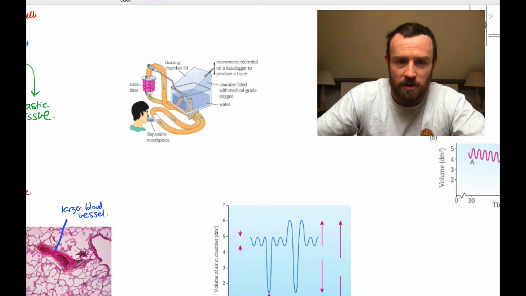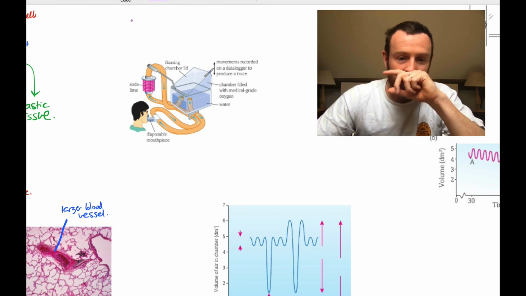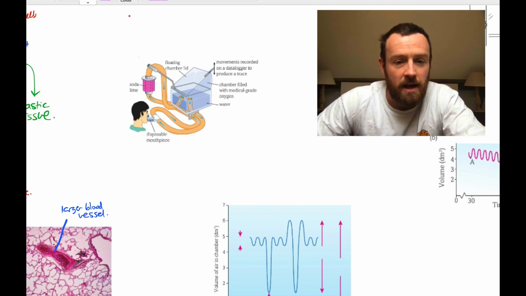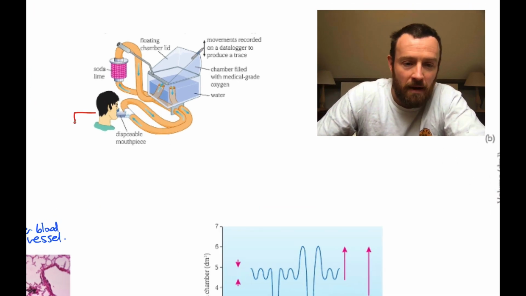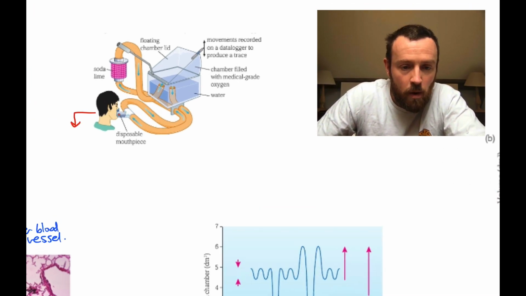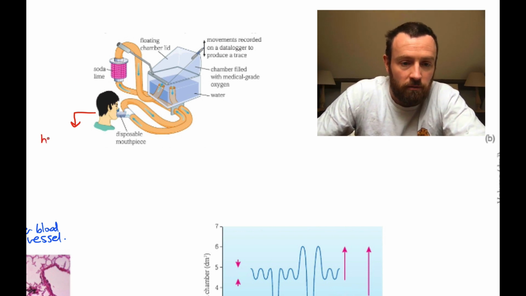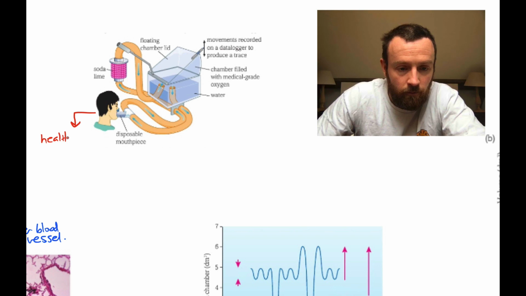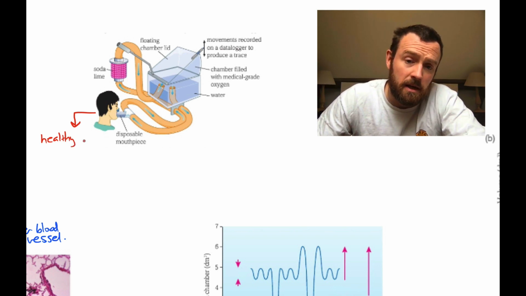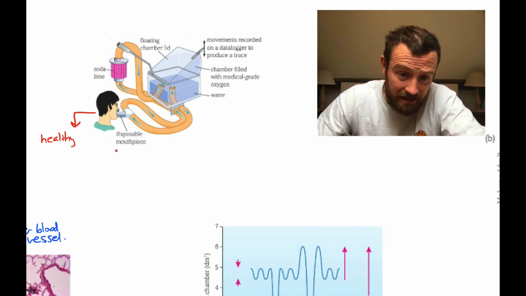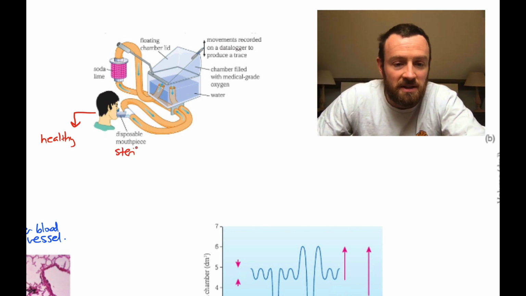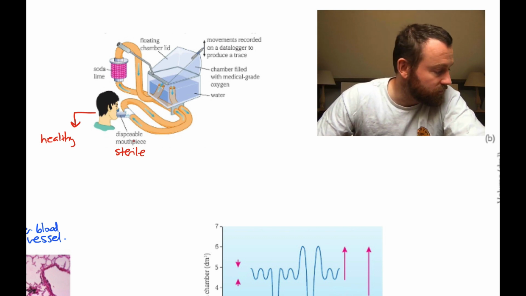And we've already labeled most of it, but let's just focus on one or two things. Okay, so the first thing is actually about this person. When we are going to measure spirometry with a person, we need to make sure that they are healthy. It's not safe to do it if a person has asthma, for example, or particularly bad asthma. The disposable mouthpiece has got to be sterile, because otherwise we could have transmission of infections.